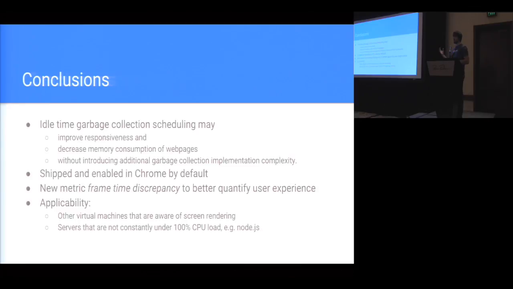We introduced a new metric in the paper, frame time discrepancy. Unfortunately, no time to talk about this one in my talk, but check out the paper. It works really nicely, especially with games or animations that require 60 frames per second.